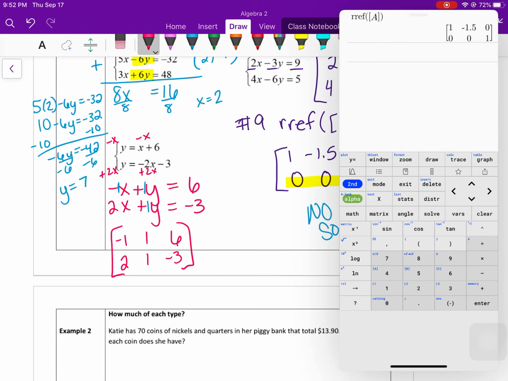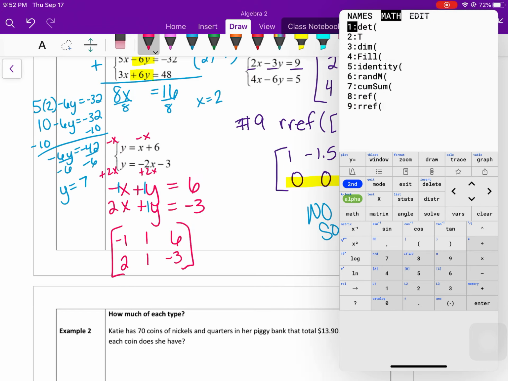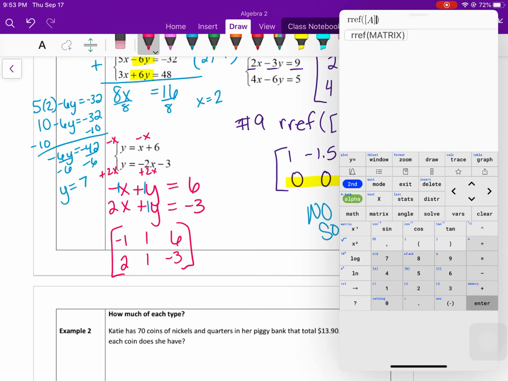All right, second, quit, back to the home screen. Go into matrix, over to math, choose number 9, then go back into matrix, and under names, select matrix A, and then hit enter. Okay, this one has a solution.